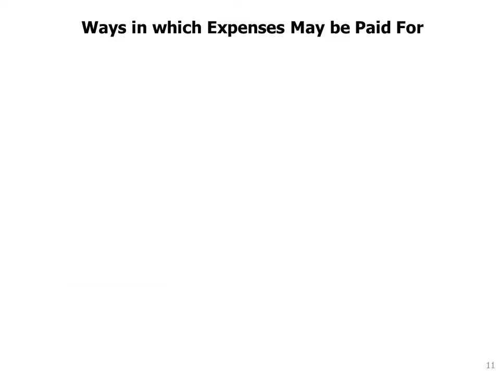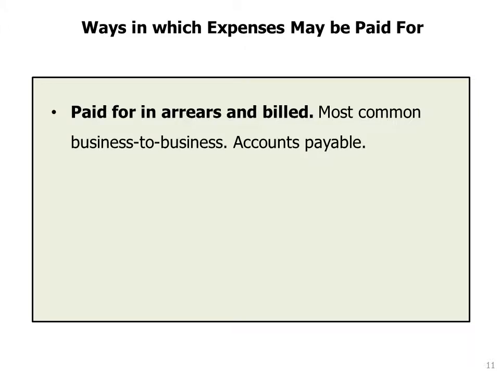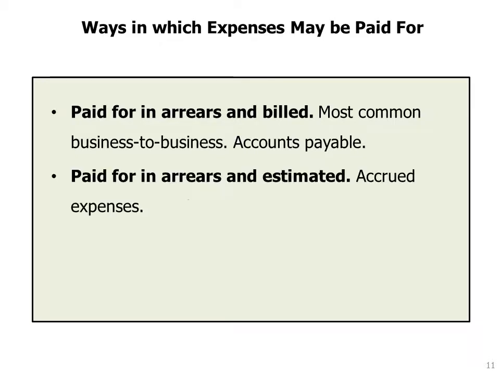Expenses are recognised when the service is received or cost incurred, irrespective of when paid for. There are 4 ways in which expenses may be paid for. The first is paid for in arrears and bills. Costs which are recognised in one period but will be paid for in a future period and for which the firm has been invoiced are recorded under accounts payable as a current liability.